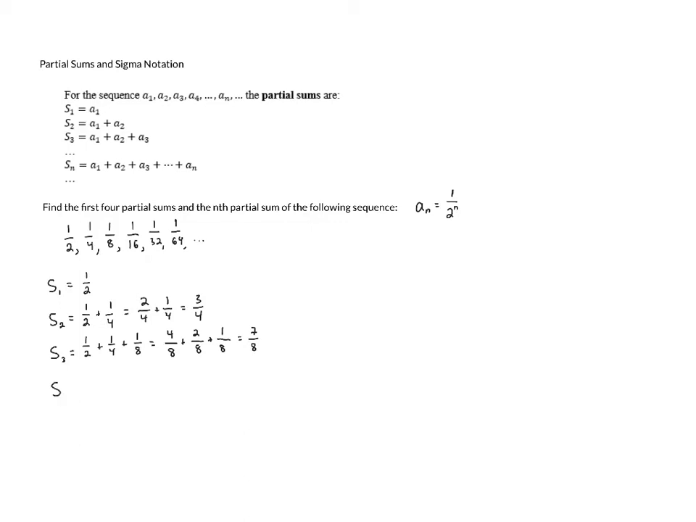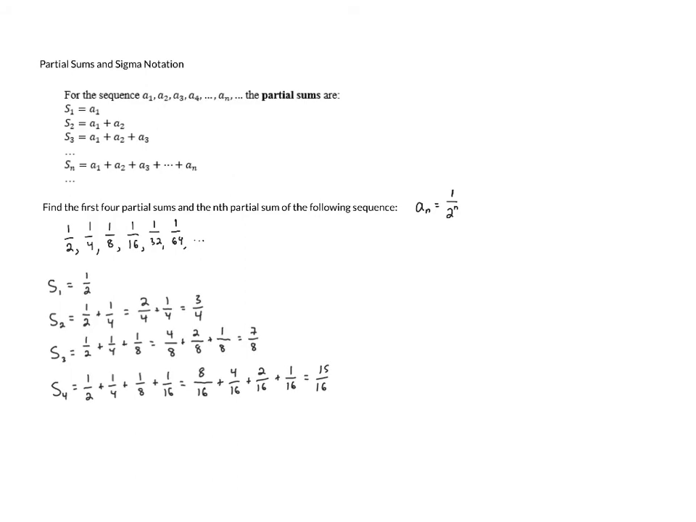Let's look at the fourth partial sum, and then hopefully we'll have enough of a pattern to figure out what the nth partial sum is. The fourth partial sum comes from 1/2 plus 1/4 plus 1/8 plus 1/16. The common denominator here is going to be 16. 1/2 is 8/16, 1/4 is 4/16, 1/8 is 2/16, and 1/16 is 1/16. And when we add the numerators here, we end up with 15/16.